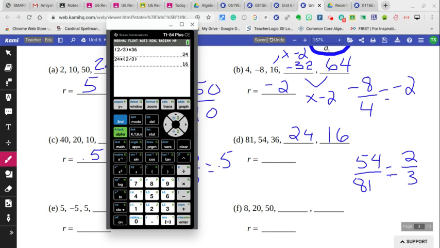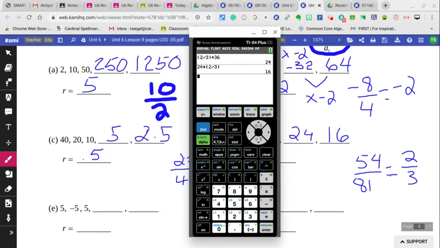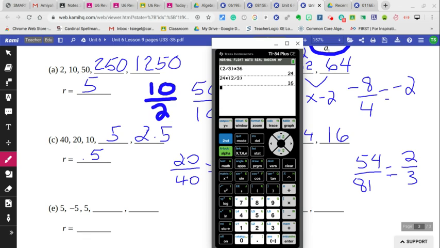All right. Let's move this guy over here. What's 5 divided by negative 5? The ratio is negative 1. All right, so it goes 5, negative 5, and then negative 5 times negative 1 is 5, and then 5 times negative 1 is negative 5, and then this one would be 5.